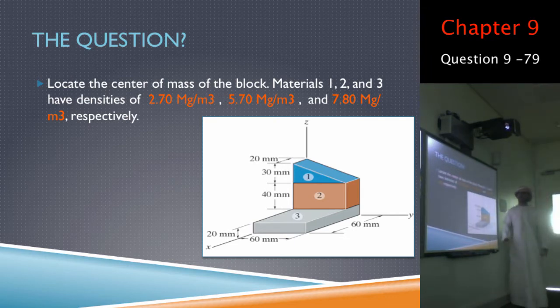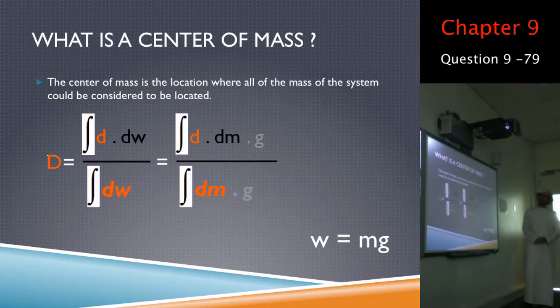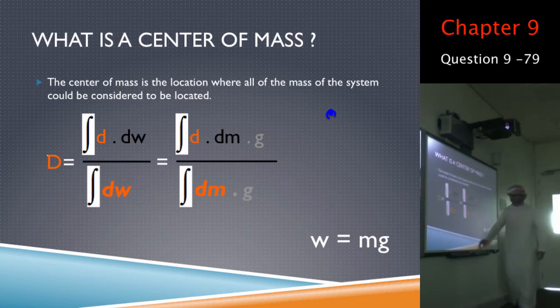Okay? So first, we want to know what the center of mass means. The center of mass is the location where all of the mass of the system could be considered to be located. For example, if we have this board and the center of mass is here, let's assume there is a point here. This point represents the whole mass of this board. That's the meaning of the center of mass.